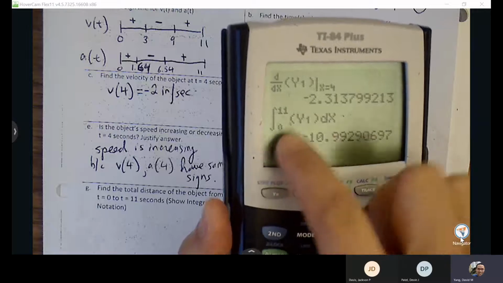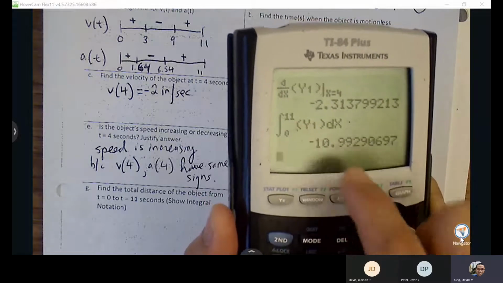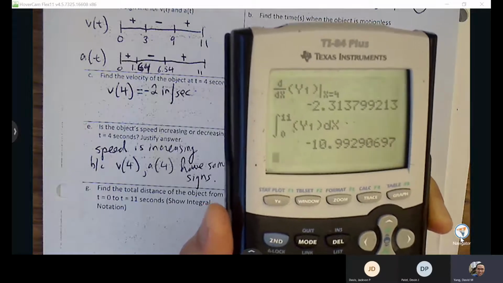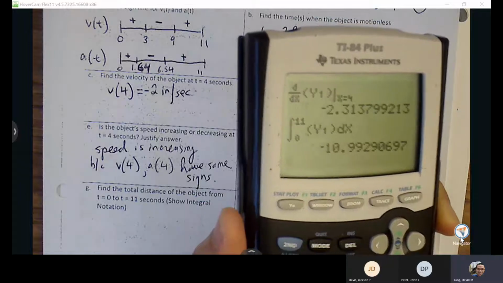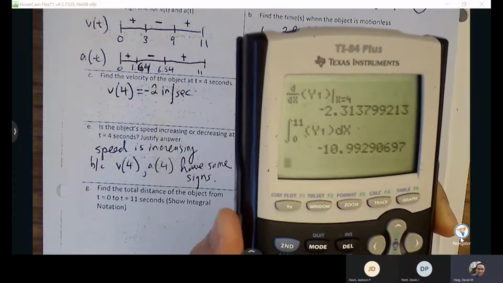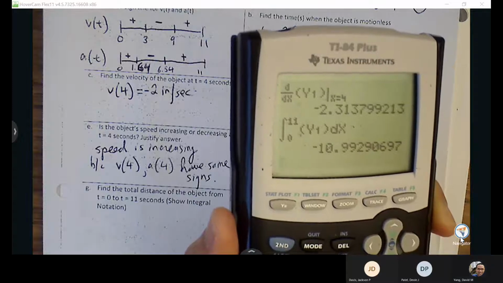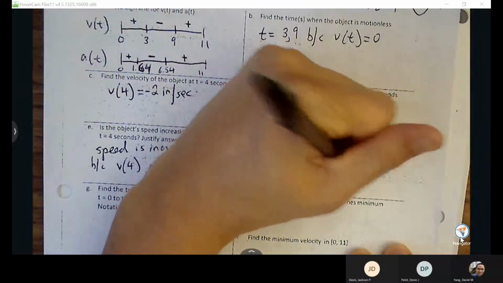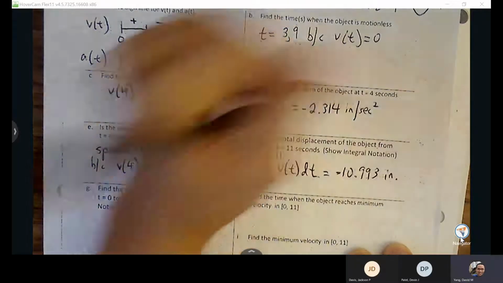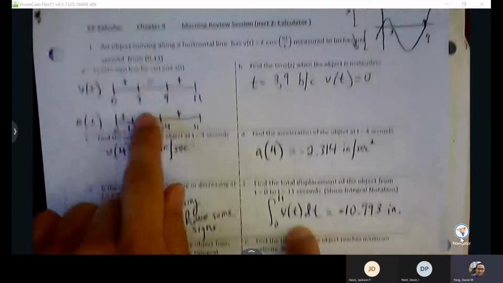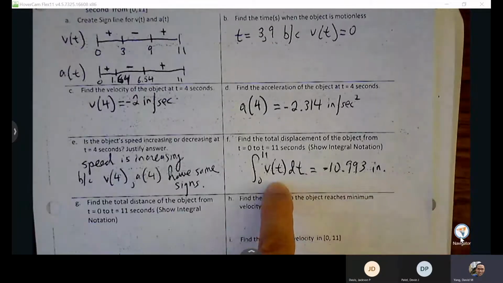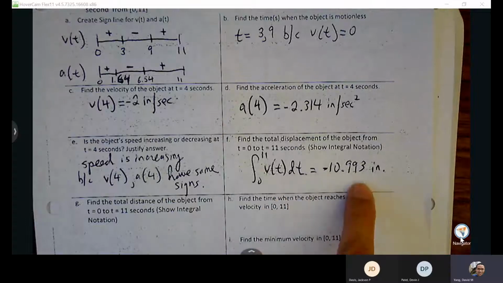This just tells us that between 0 and 11 seconds, this object is going to have a net gain of moving backwards 11 units. So if we compare the location between 0 and 11 seconds, he's going to end up 11 units backwards from where he started. Each time you find the antiderivative, your units will change. Initially, you start off with inches per second, but then you take the antiderivative, you're going to lose that denominator variable. It's just going to be inches.